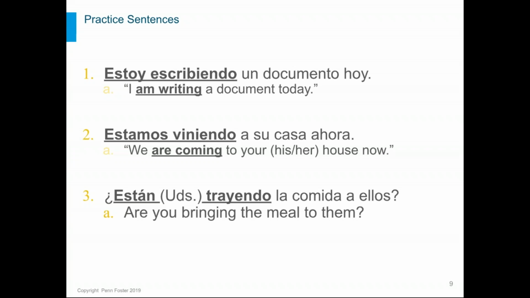And finally, another irregular present participle, the verb traer. The infinitive is spelled T-R-A-E-R. You saw it on the previous slide on the list of common irregular present participles. If you were to ask a group of people, are you bringing the meal to them or the food to them? Están, third plural for you all. Trayendo is one of those where the Y replaces the I, making it an irregular present participle.